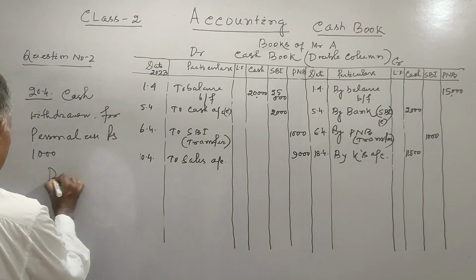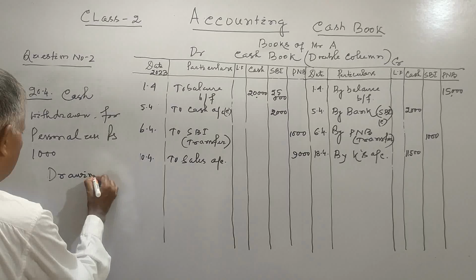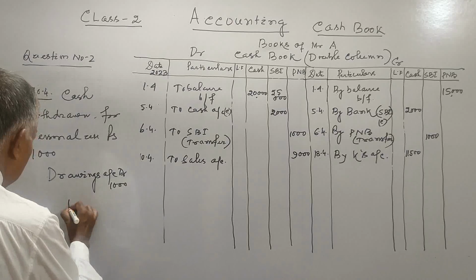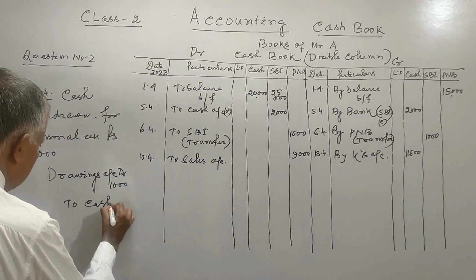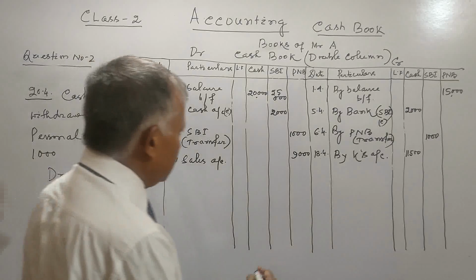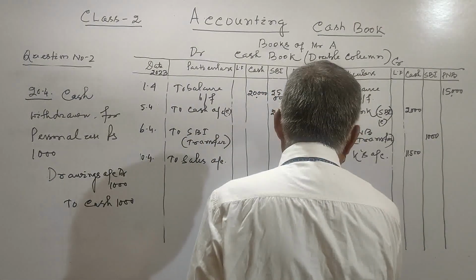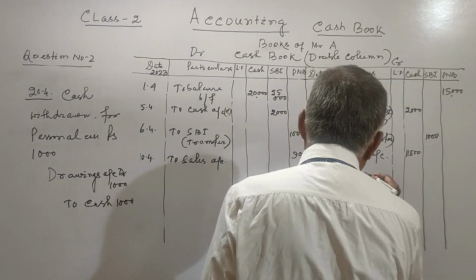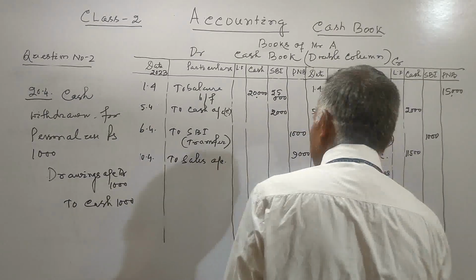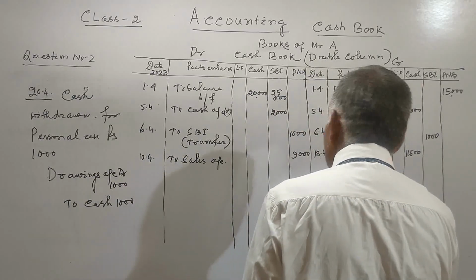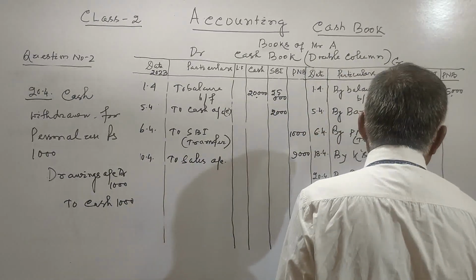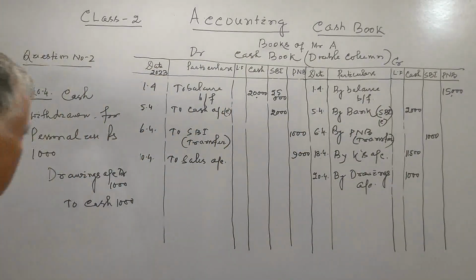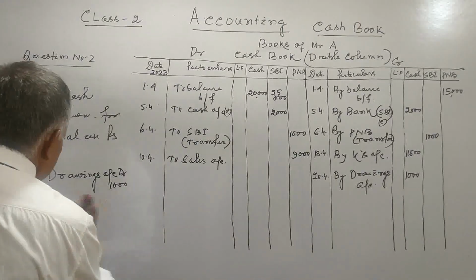The journal entry will be drawings account debit 1,000 to cash. This is also 1,000. You can write here 24, by drawings account, this is your 1,000 cash. So by drawings account, 1,000 cash.